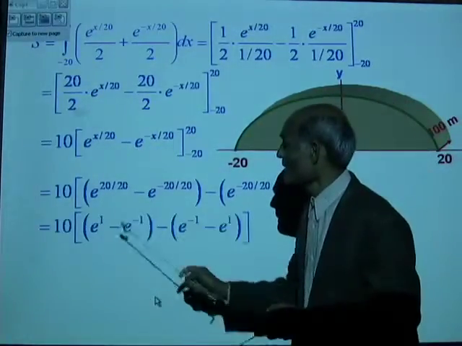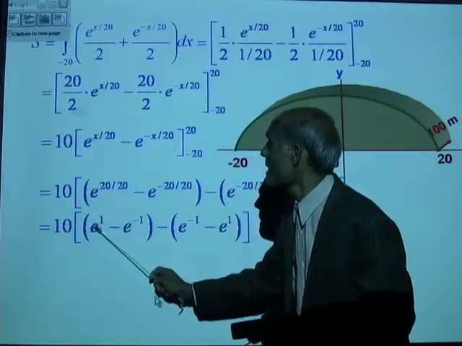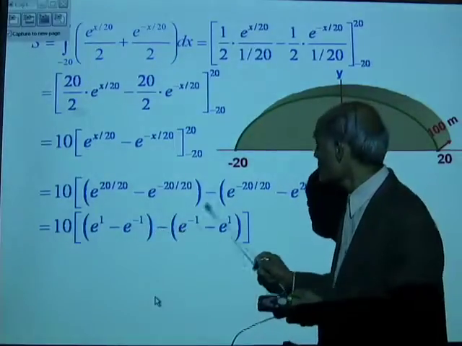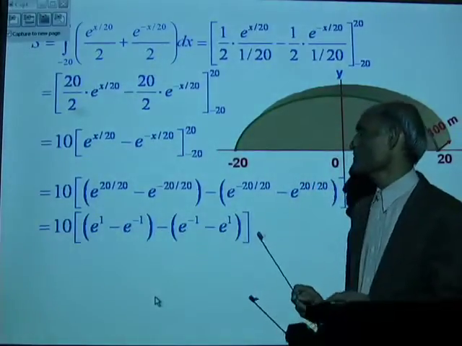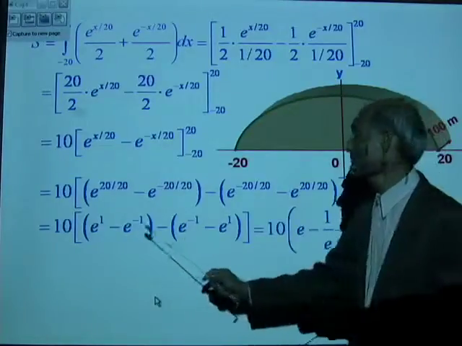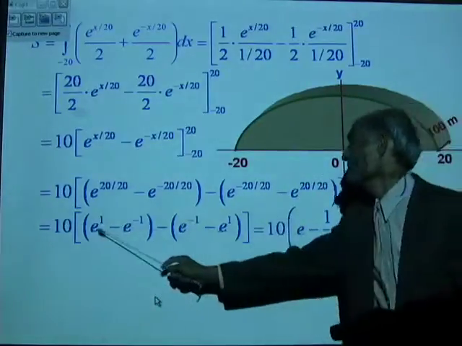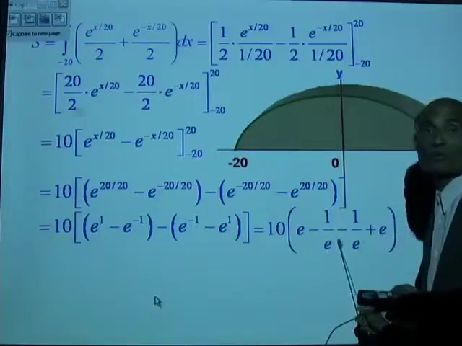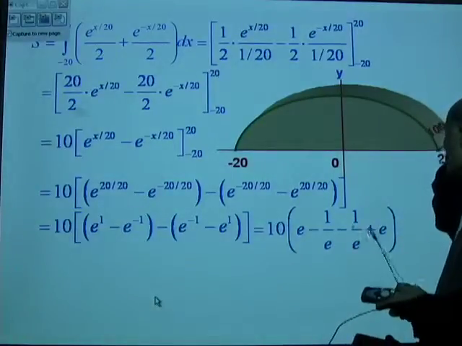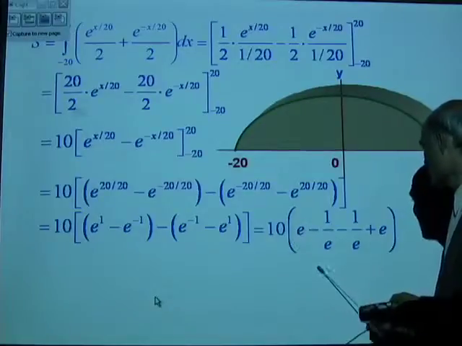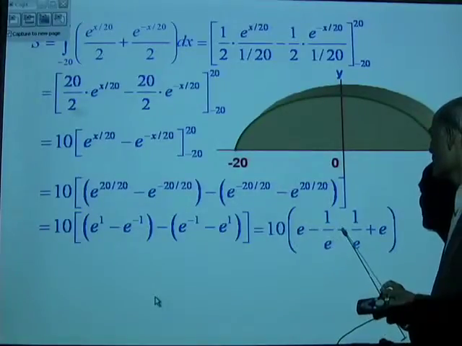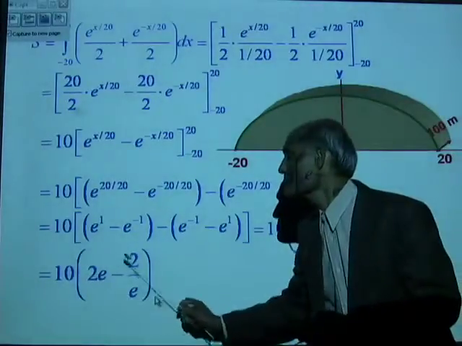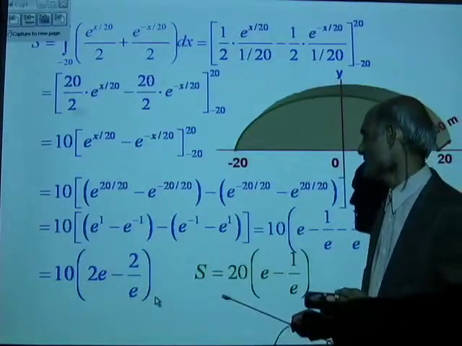And what is this? It will be 10 times e to the power of 1 minus e to the power of negative 1, minus e to the power of negative 1 minus e to the power of 1. Simplify that. That will be 10 times, that is e minus 1 over e, is that right? e to the power of negative 1 is 1 over e. Minus 1 over e plus e. That will be e plus e is 2e. Minus 1 over e minus 1 over e is minus 2 over e. So that will be 10 times 2e minus 2 over e.